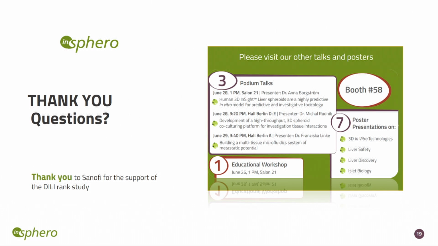Hello, thank you very much. I just had a question. If you're pooling 10 donors together for your primary hepatocytes, and then you're adding immune cells, how do you control for allogeneic reactions?